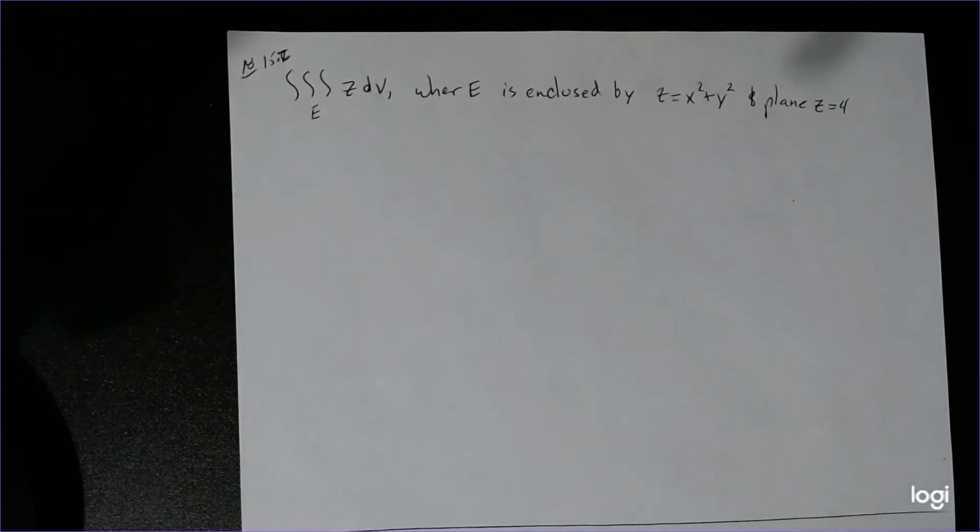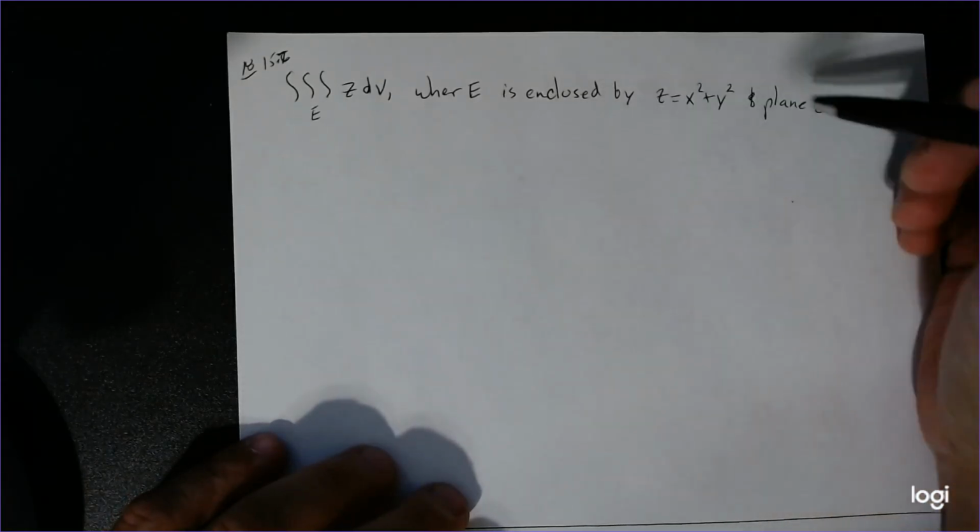So this is number 18 on the same section. Okay, so let's see what we get here. So this one says, oh, let me read it because this one has a 18. So evaluate the triple integral where E is enclosed by the paraboloid z equaling x squared plus y squared and the plane z equaling 4. Okay. All right.